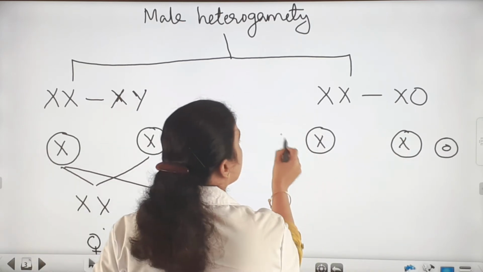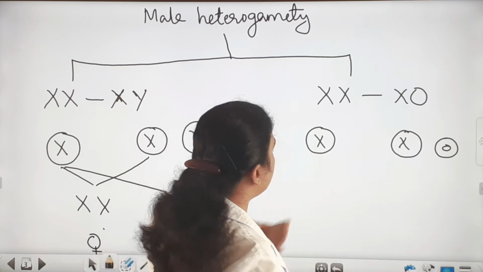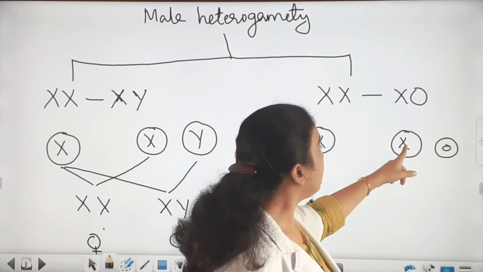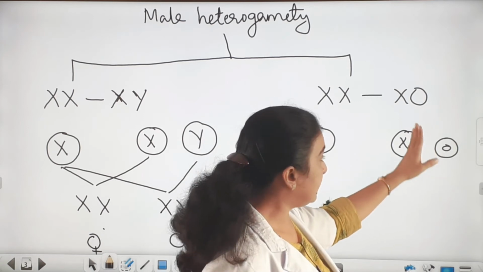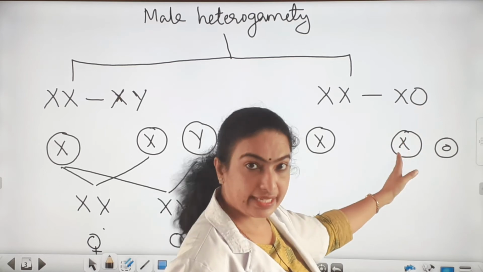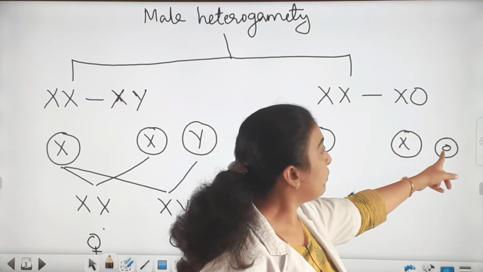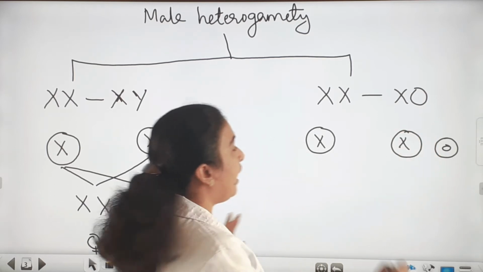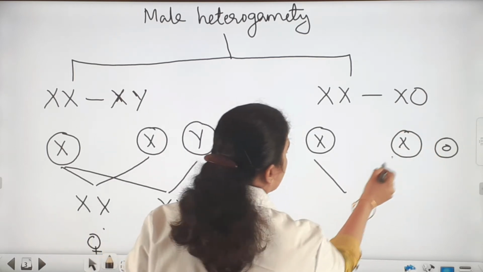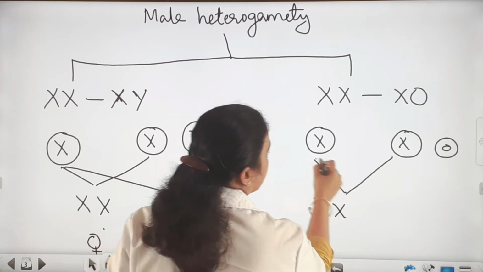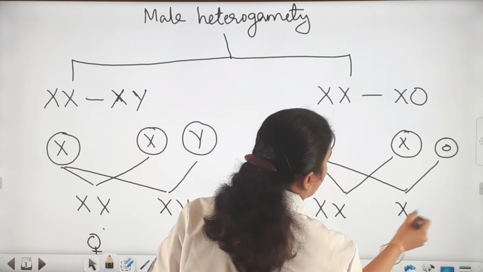Here also we can write two types. So only one gamete is there. Egg, they are producing only one egg. Here they are producing gametes, one with the X gamete and one without sex chromosome. Is it clear? And when it is crossed with the XX, here is another chance.